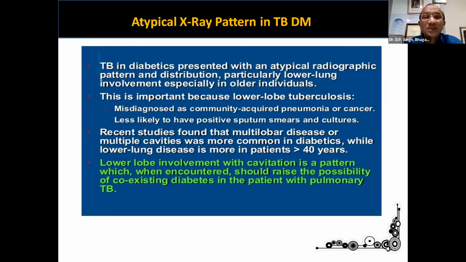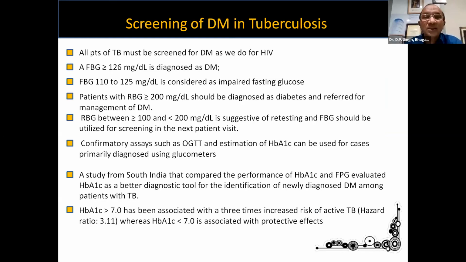How to screen? All patients of TB must be screened for DM as we do for HIV: fasting blood glucose 126 milligram, or fasting blood glucose in between 110 to 125 with IGT. Patients with random blood sugar more than 200; in between 100 to 200 is suggestive of retesting, and should be screened at the next patient visit. Confirmatory assays such as OGTT or estimation of HbA1c can be used for cases primarily detected by blood glucose.